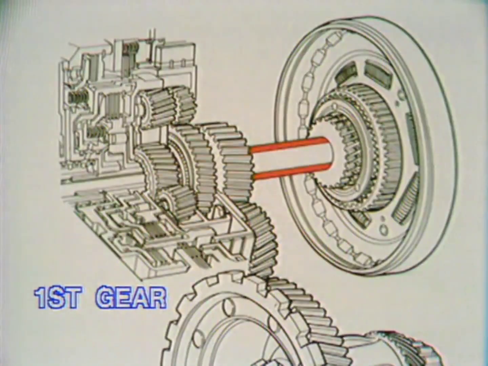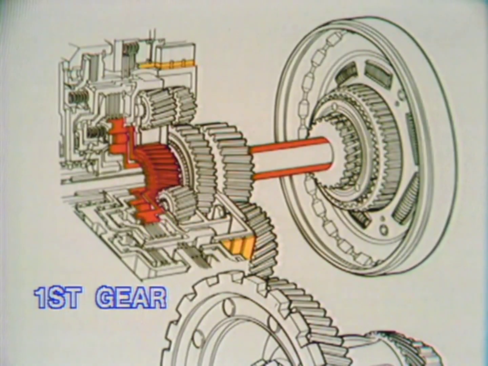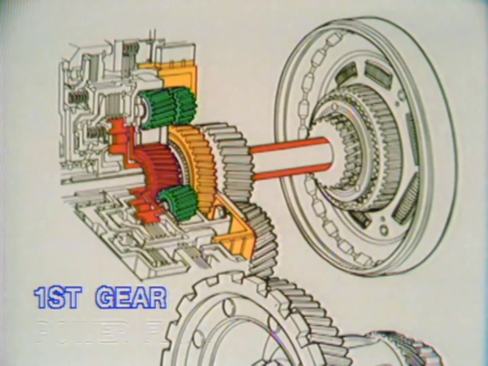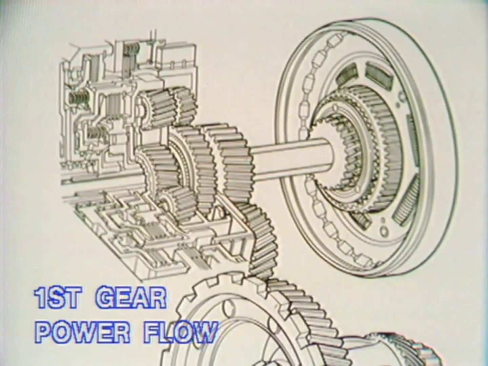Power in is through the turbine shaft, hydraulic only. The one-way clutch is permitting the turbine to drive the low reverse sun gear. The band is holding the forward sun gear stationary. And a double reduction takes place in the planetary gears as the long pinions are forced to walk around the forward sun gear. First gear power flow is the same as reverse, except for the direction of gear rotation.